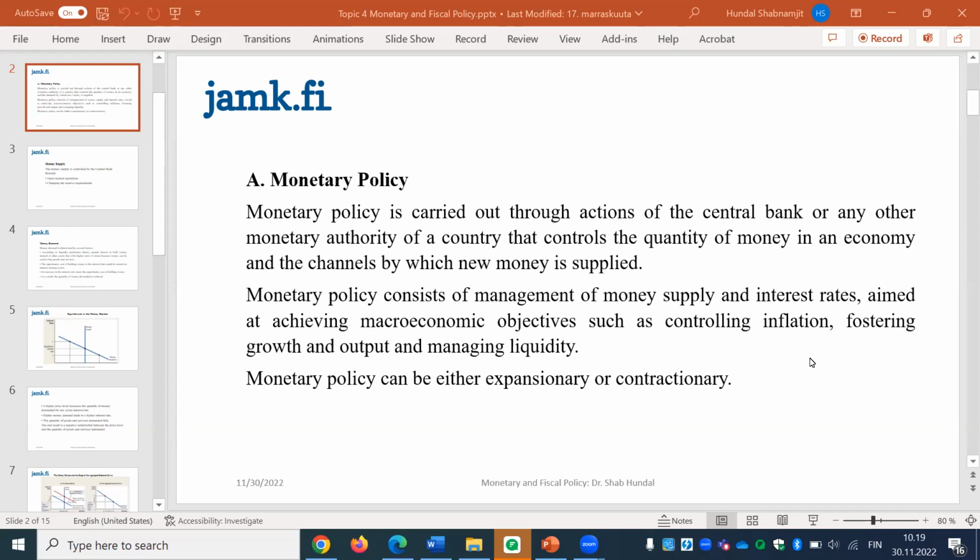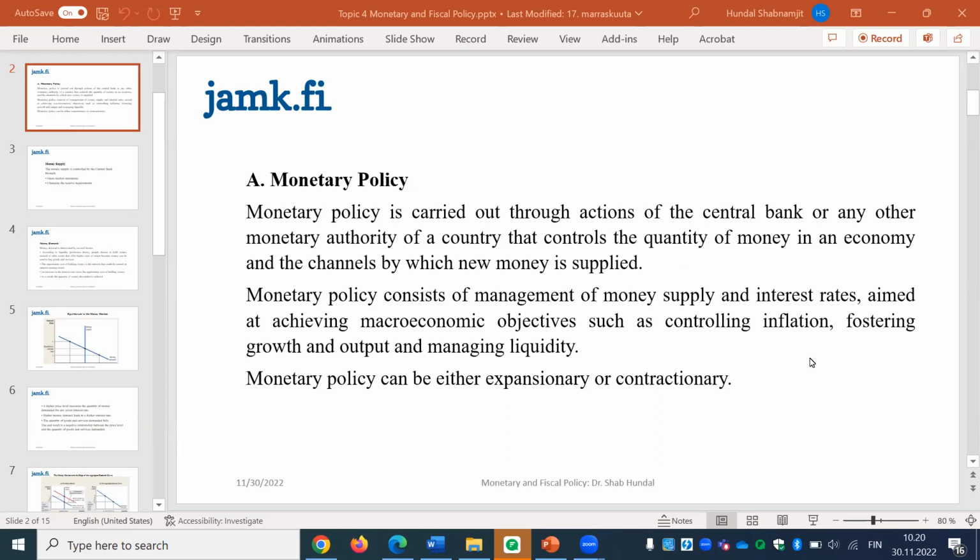And also managing liquidity. Liquidity means that at any point of time, you don't have any payment crisis. In other words, whenever a payment is due, you are able to pay. That is called liquidity. So the monetary policy also ensures that the state has enough resources to pay its obligations as and when they arise.